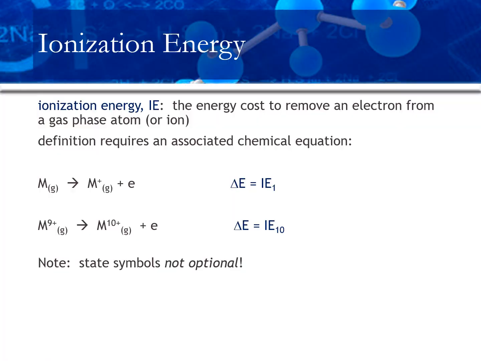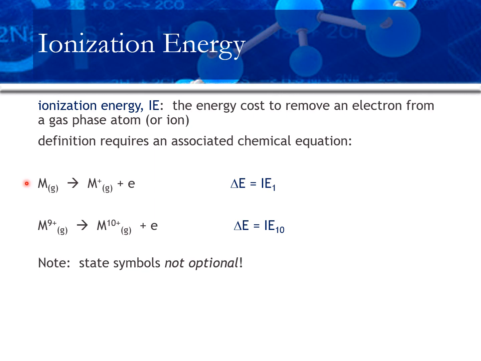Ionization energy, which I will abbreviate capital IE, is the energy cost to remove an electron from a gas phase atom or ion, and it's important that you understand that gas phase is part of the definition. So implied by this definition is a chemical equation, and I always ask students to write down chemical equations for these definitions on the ensuing test, so know how to write the chemical equation associated with this.